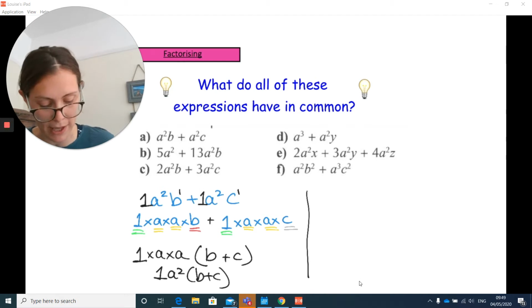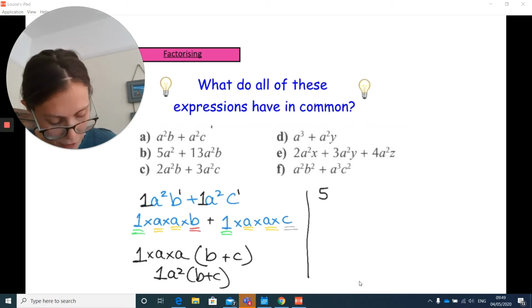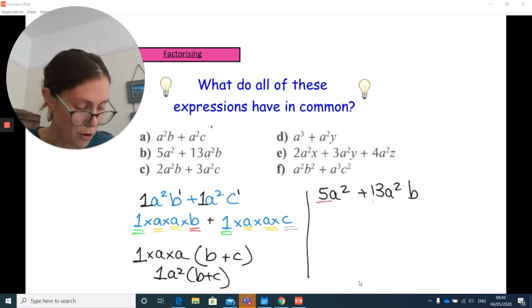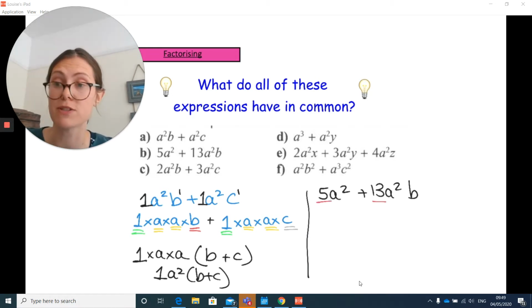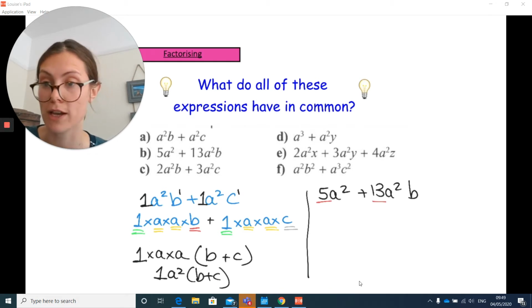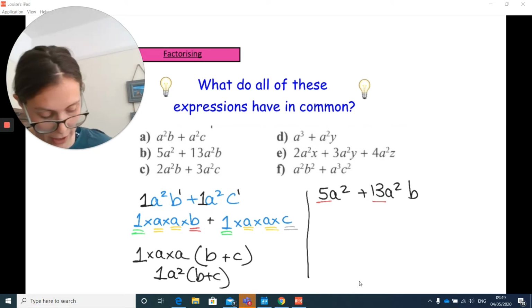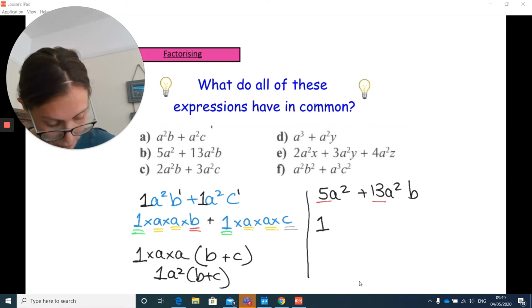But the quicker way of doing it, let's have a look at B, is you've got 5A squared plus 13A squared B. You look at your numbers, so I've got 5 and 13. Well, 5 and 13 are co-prime. In fact, 5 is prime and 13 is prime, so you know they're going to be co-prime. They can't share any factors because the factors of 5 are 1 and 5, and the factors of 13 are 1 and 13. So the only thing you can take out here in terms of numbers is a 1.